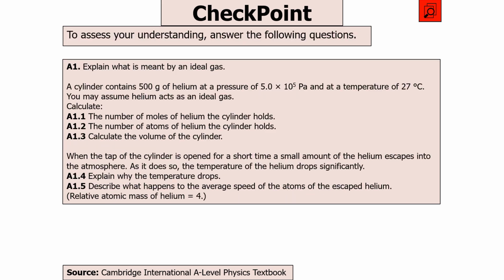The next question says, explain what is meant by an ideal gas. Then a cylinder contains 500 grams of helium at a pressure of 5 times 10 to the 5 pascals at a temperature of 27 degrees Celsius. You may assume that helium acts as an ideal gas. Calculate the number of moles of helium the cylinder holds, the number of atoms of helium the cylinder holds, and calculate the volume of the cylinder. When the tap of the cylinder is open for a short time, a small amount of helium escapes into the atmosphere. As it does so, the temperature of helium drops significantly. Explain why the temperature drops, then describe what happens to the average speed of the atoms of the escaped helium. So pause the video now, then unpause the video when you want to go through your answer.